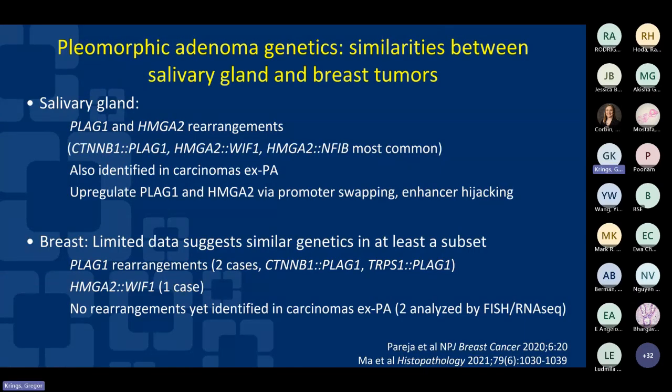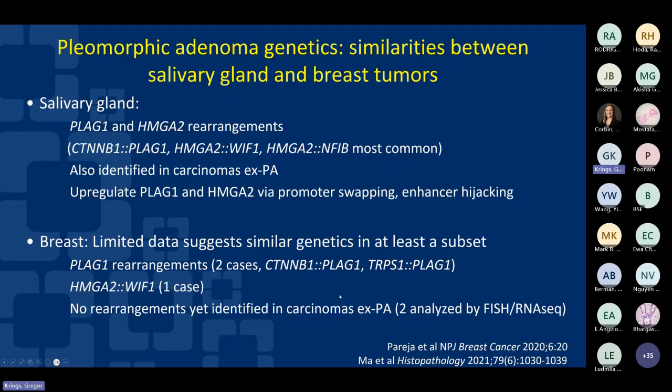Now, genetically, in the salivary gland, pleomorphic adenomas often harbor rearrangements in PLAG1 and HMGA2 genes. These have also been identified in carcinomas arising from pleomorphic adenomas, and the rearrangements are thought to upregulate the PLAG1 and HMGA2 proteins, and in the salivary gland this can be diagnostically useful by immunohistochemistry to detect overexpression of these proteins. On the other hand, in the breast, there's actually very limited data on molecular analysis of pleomorphic adenomas, but the few cases that have been reported so far have shown rearrangements in two instances of PLAG1, including the same translocation that's been described in the salivary gland, as well as one case with a rearrangement of HMGA2, again with the same fusion that's been described in the salivary gland.